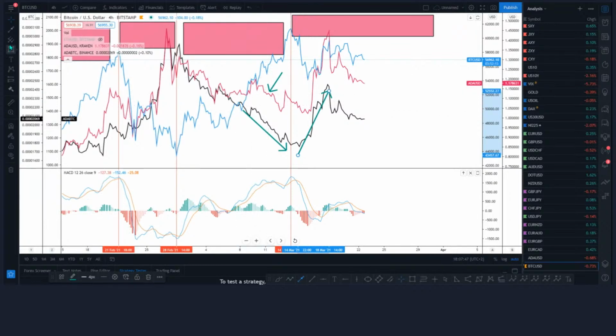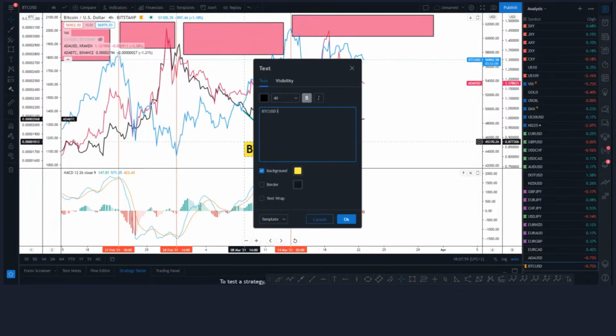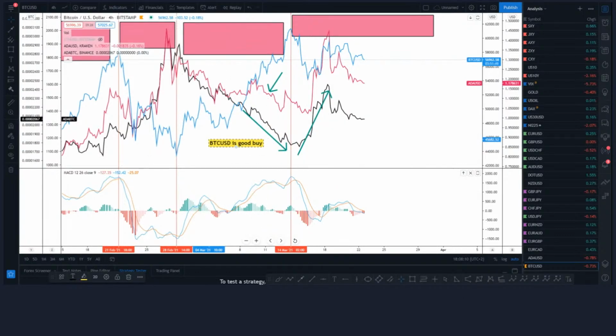So I'm gonna type this. It's a little bit hard, but once you get it, it will be super easy. So right area, okay. So BTC USD is a buy. Okay, guys. Guys, so the BTC is a good buy.